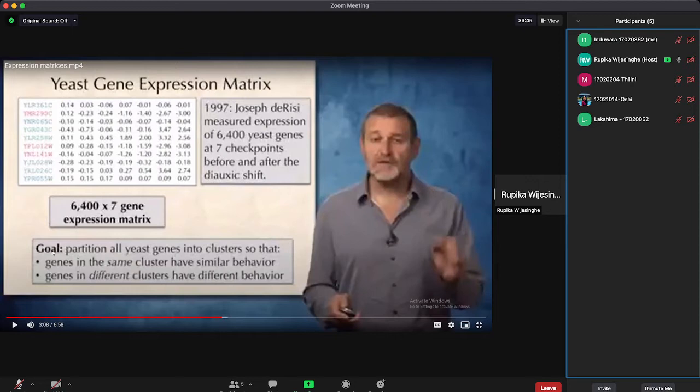The goal of this person, Joseph, in 1997, the goal of his work was to partition all these genes into clusters so that genes in the same cluster have similar behavior, and genes in different clusters have different behaviors.